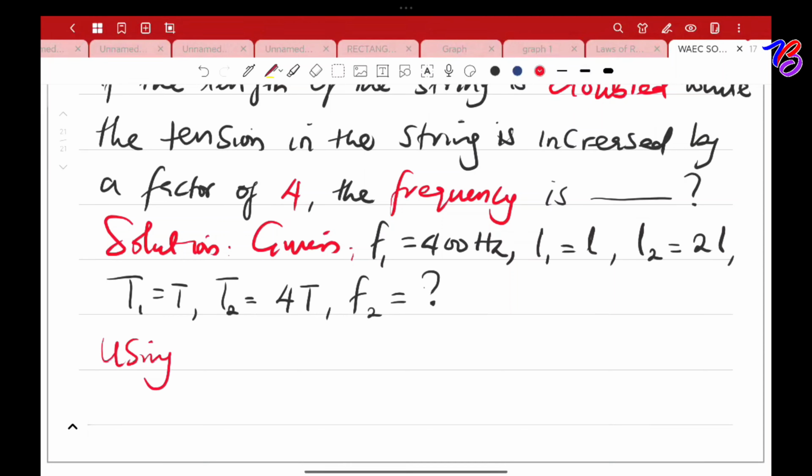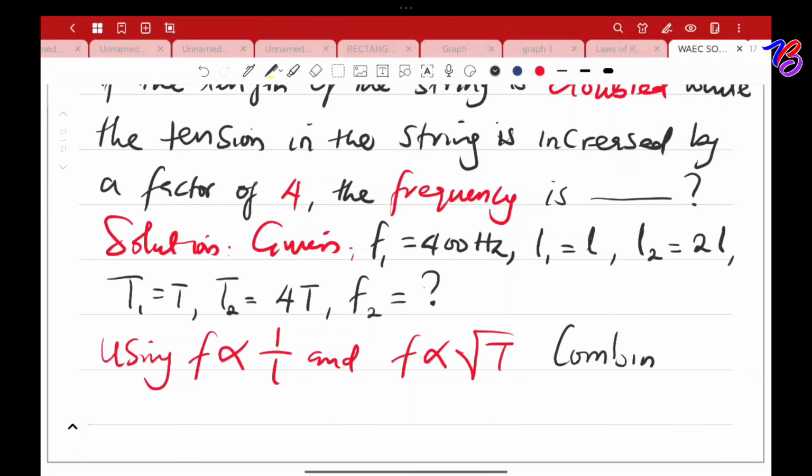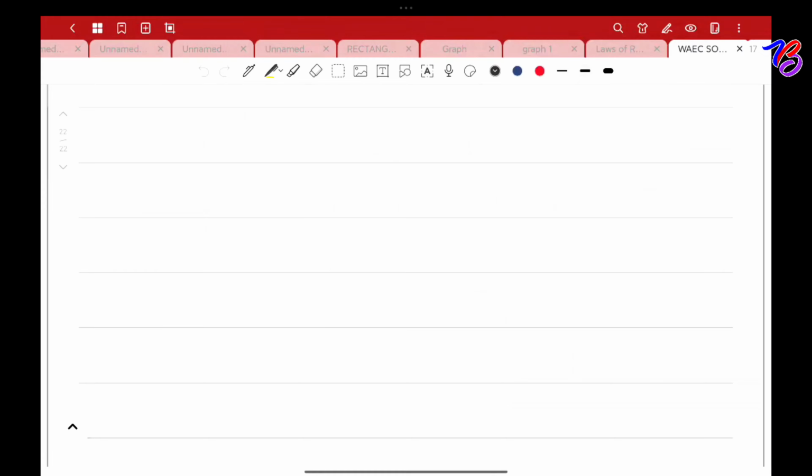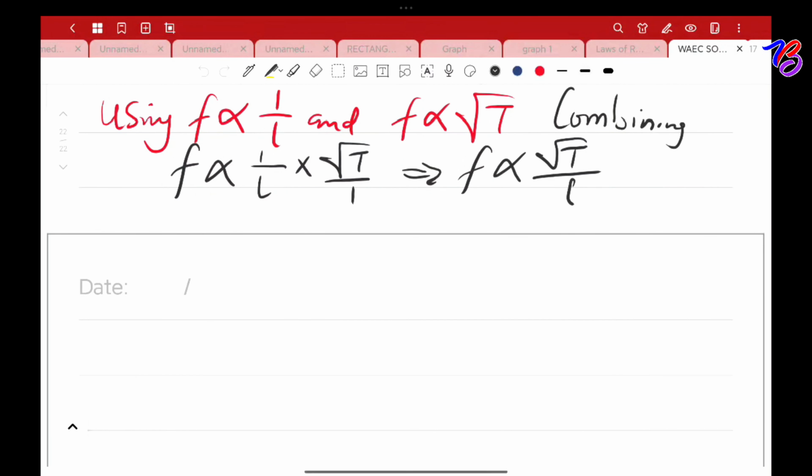So using these formulas, F is inversely proportional to length and frequency is also directly proportional to the square root of tension. So combining these two equations, we obtain a singular formula that we can use in solving this question. So F is inversely proportional to length, times the square root of tension. Is that clear? Now combining this further, we have F is directly proportional to the square root of tension and is inversely proportional to length.